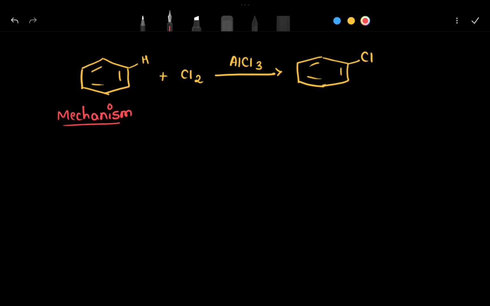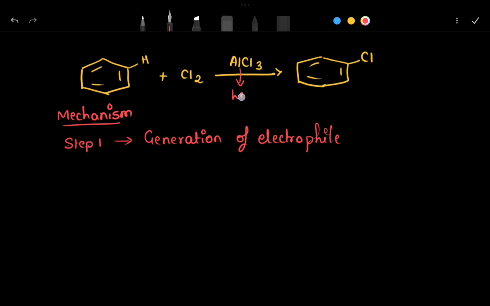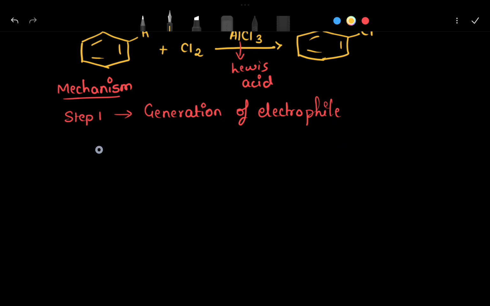So in the mechanism of these reactions, there are a total of 3 steps, and the first step is generation of electrophile. Here, AlCl3 is basically a Lewis acid. Lewis acid means it can accept a pair of electrons. So here we have chlorine, Cl-Cl, and AlCl3.